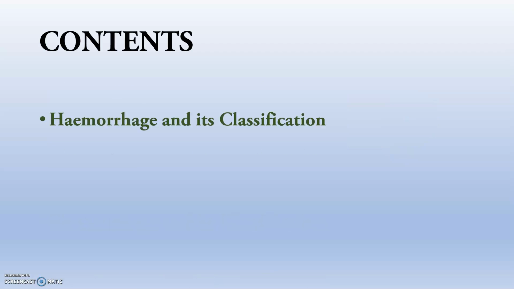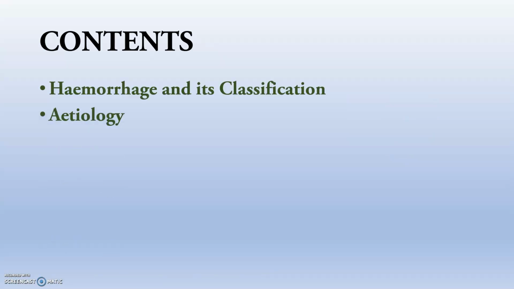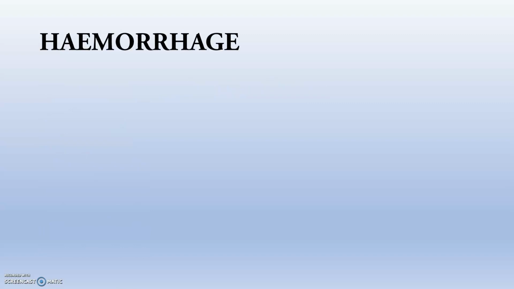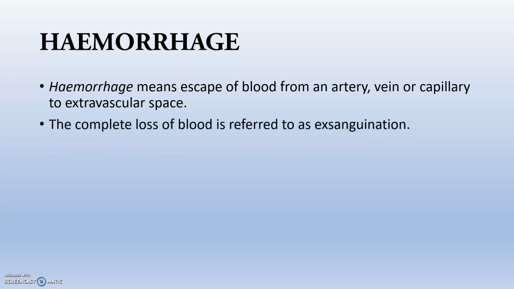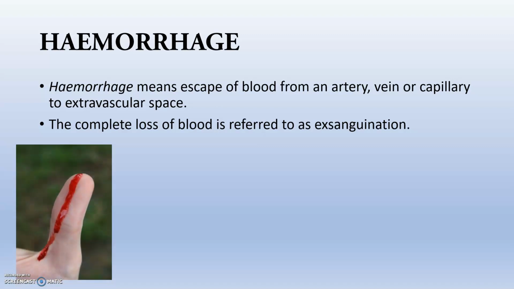So our contents will be mainly hemorrhage and its classification, the etiological agents behind hemorrhage, symptoms of hemorrhage, hemostasis, etc. So what is hemorrhage? Hemorrhage means escape of blood from an artery, vein or capillary to extravascular space. Simple definition. The complete loss of blood is referred to as exsanguination. Sanguine is a word related to blood. This is a picture of a small hemorrhage in the thumb.